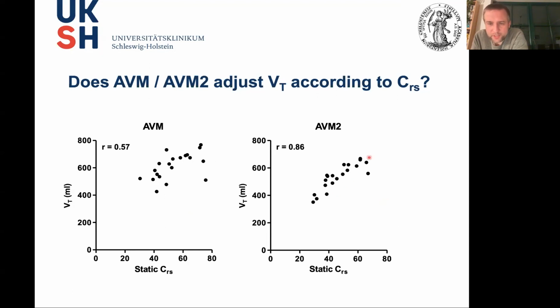For AVM2, this correlation was much stronger. You see here an almost linear correlation between respiratory system compliance and tidal volume that was selected by this mode. The coefficient of correlation was 0.86, which is highly significant. So the higher your respiratory system compliance, the higher the tidal volume that AVM2 will select according to these results, which means that AVM2 does in fact adjust tidal volume to a parameter that is proportional to the functional size of the patient's lungs. So a patient with a lot of lung tissue available for ventilation will get higher tidal volumes than patients with a baby lung that is very small and has a low compliance.